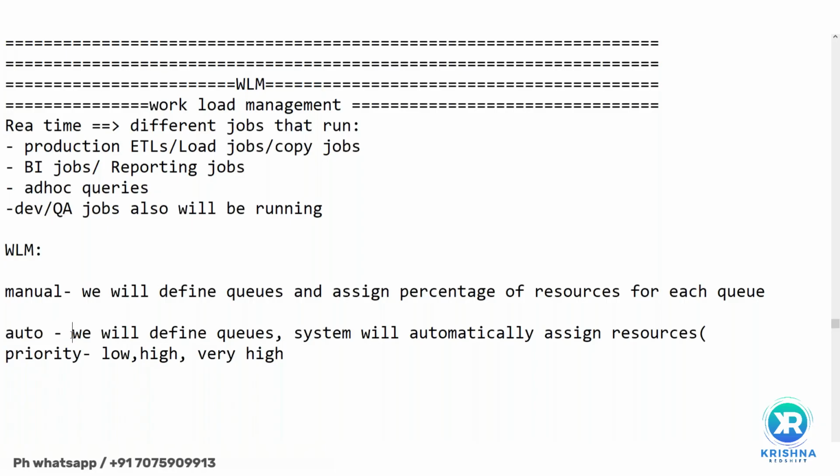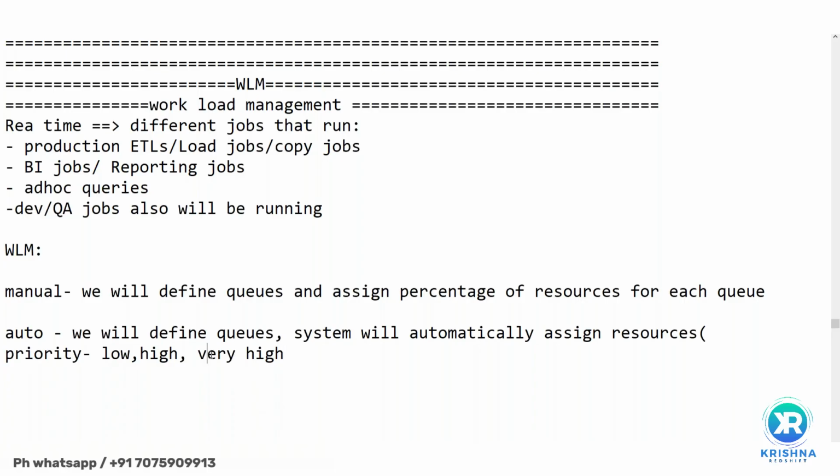What you will do is you will only just define the queues, and you will select WLM as auto. That's all. The system will automatically assign the resources. But at the same time, you will also define the priority as low or high or very high. Anyway, I'm going to show it now.